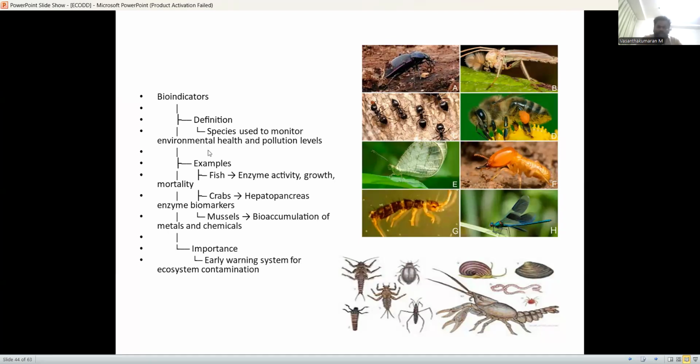As I said, a bioindicator is a species used to monitor environmental health and pollution levels. For example, in fish we can study enzymatic activity, growth, and mortality. In crabs, we can take the hepatopancreas and extract enzymes from it. If you have three friends in this internship, you can go to a pond and take 50 fishes, put sulfuric acid on the fishes, and grind them. You can see the microplastic coming out of that.